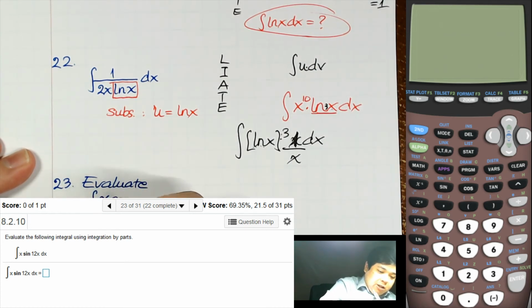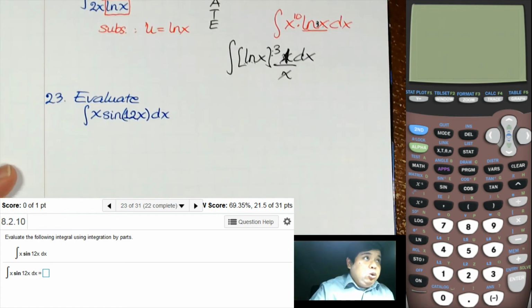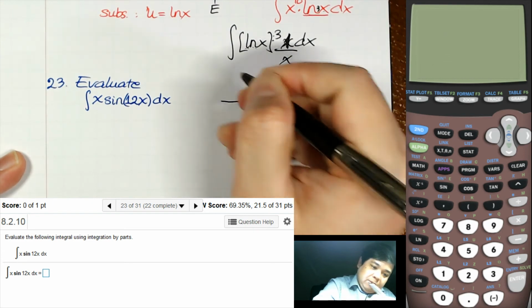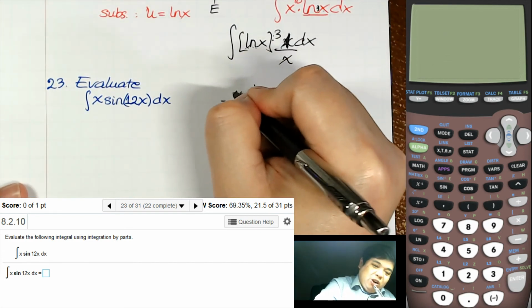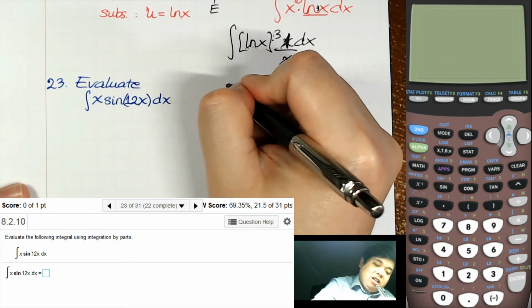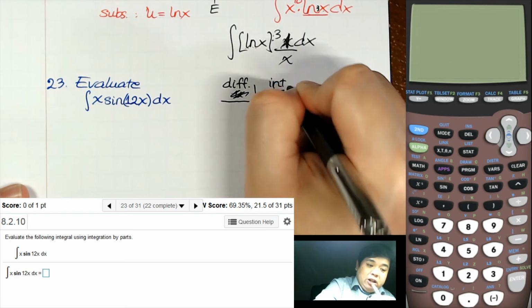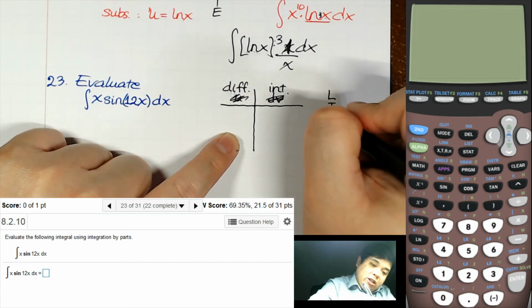x sine of 12x. Remember, in class I will use the table. So, not even u and dv, I just say something to be differentiated and something to be integrated. And the part to be differentiated will be using this.